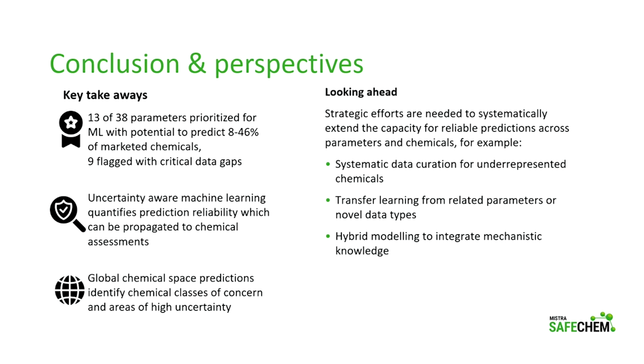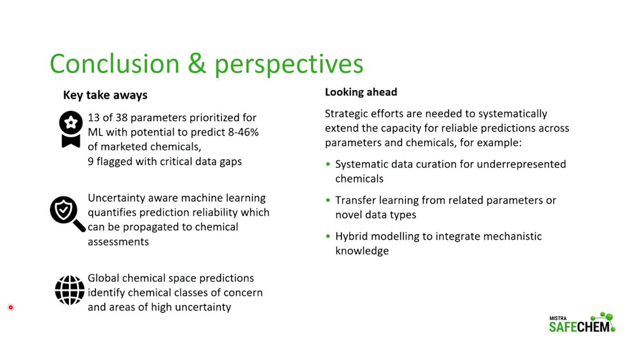So this brings me to my conclusions. We prioritized 13 out of 38 parameters for developing machine learning, and we saw that there is a potential to predict 8 to 46% of marketed chemicals. However, we also flagged 9 critical parameters that have really critical data gaps and that need to be assessed urgently through other means. We demonstrated how uncertainty-aware machine learning can quantify prediction reliability.